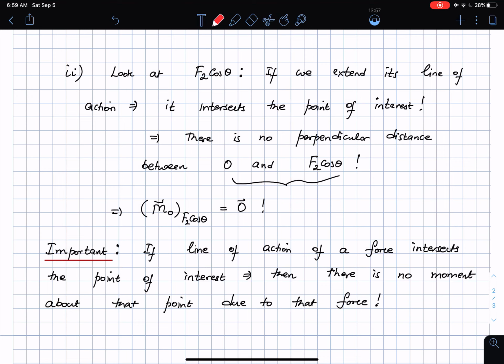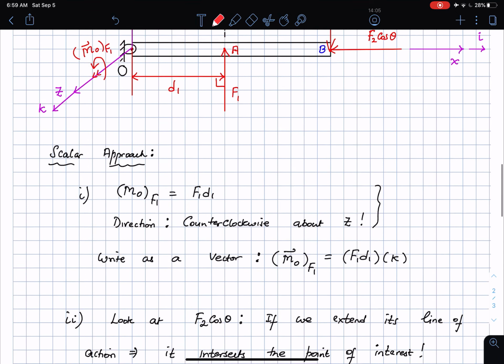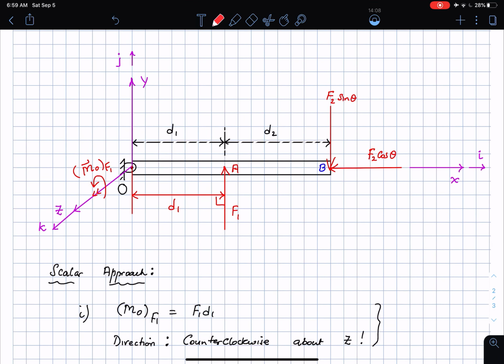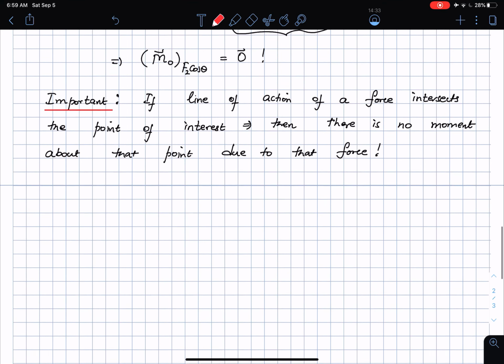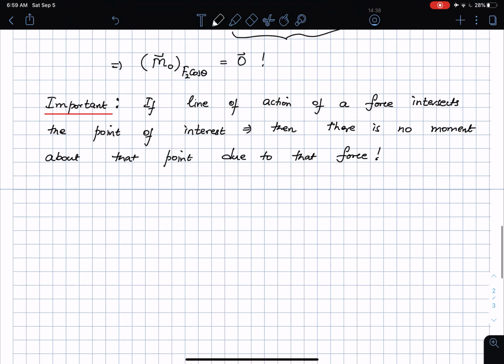I'm going to just see, if I extend the line of action, does it intersect the point O? No, it does not. Then there is a moment. Does it intersect the point O? Yes, it does. Then there is no moment. So this force F2 cosine theta can be completely discounted from the proceedings. Then I look at the force F2 sine theta. What is the perpendicular distance from the point O all the way to where the force is acting? You can very easily see that that is going to be the distance D1 plus D2. And so I go to the next force, which is F2 sine theta. So that's my third thing that I'm going to be doing.